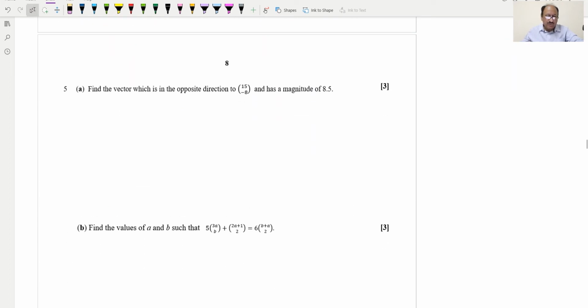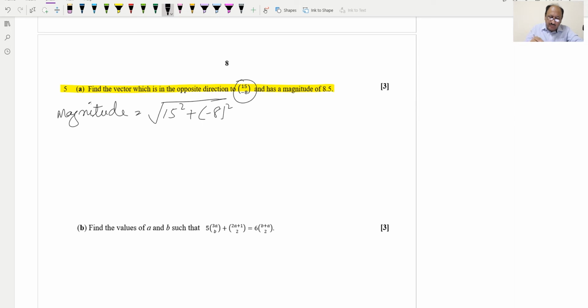That's done. Now question number 5 says find the vector which is in the opposite direction to 15 and minus 8 and has the magnitude of this. So direction should be opposite, magnitude should be 8.5. So we can find the magnitude, and magnitude is equal to what? Magnitude is equal to x value square plus y value square and root. This is how we are finding the magnitude.